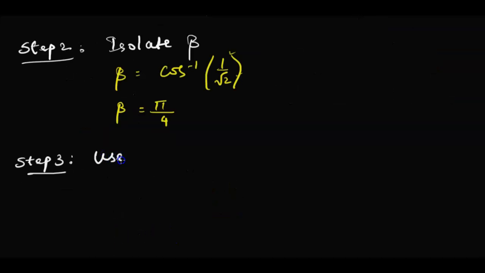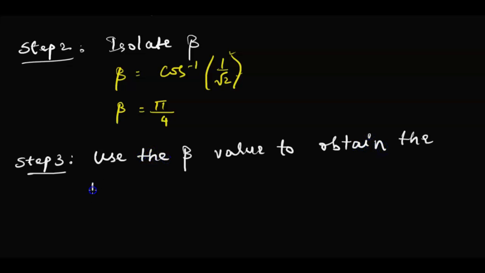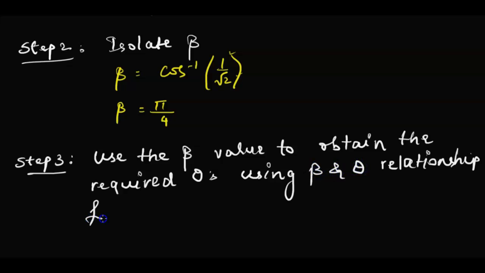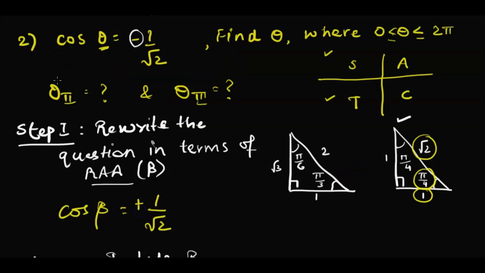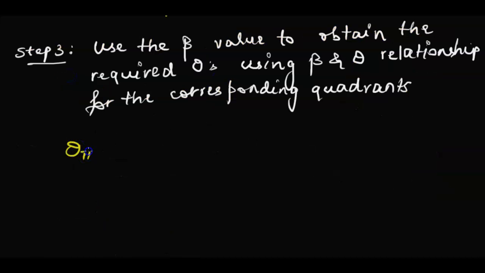Step number 3 is to use the beta value to obtain the required thetas using the beta and theta relationship for the corresponding quadrants. Since we are looking for quadrant 2 and quadrant 3 answers, we know theta for quadrant 2 is equal to pi minus beta, and theta for quadrant 3 is equal to pi plus beta.